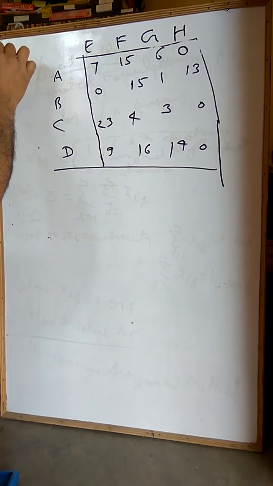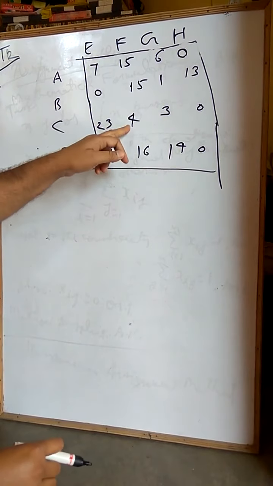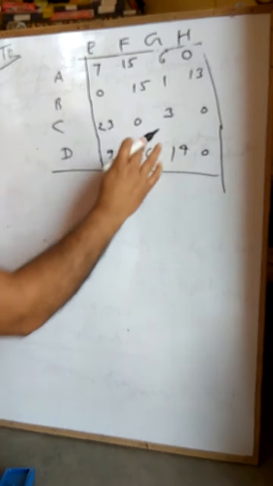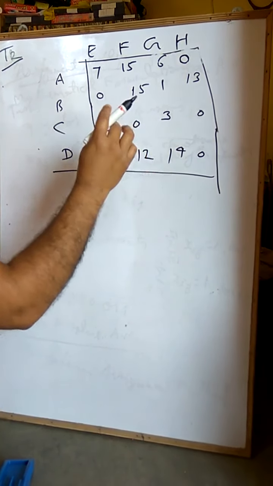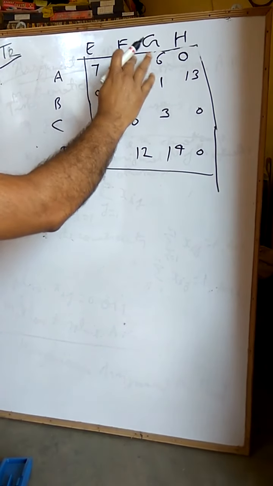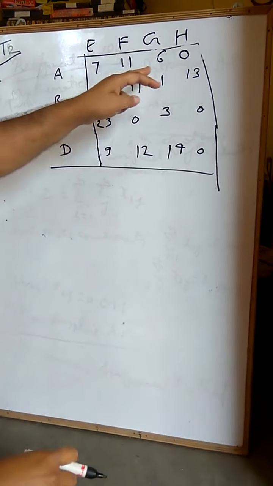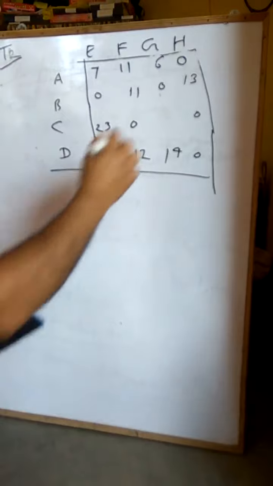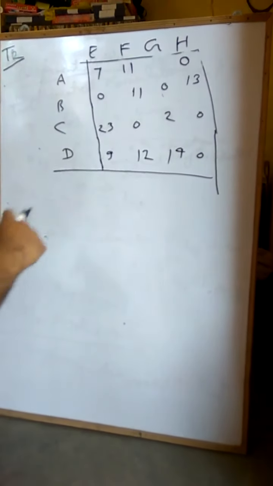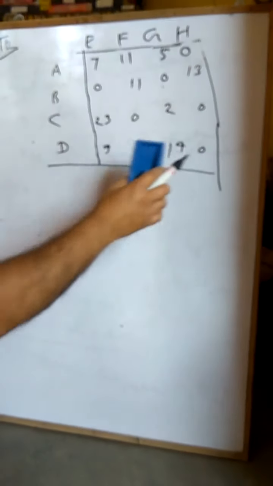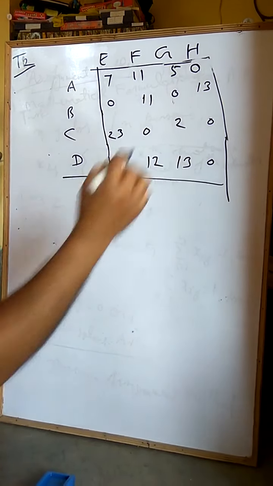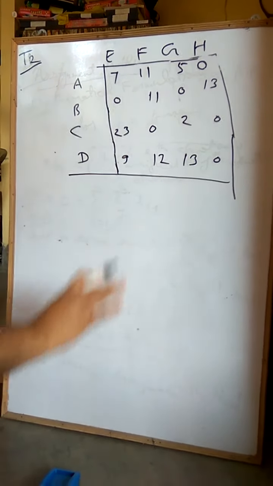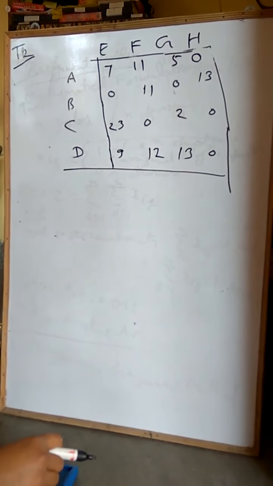Now we will have table 2. From the second column, the smallest number is 4. Subtract this number 4 from the other elements, so it will be 0, this is 12, this is 11, this is again 11. In the third column, the smallest number is 1. So it is 0, 1 minus 1, 3 minus 1 is 2, 6 minus 1 is 5, and 14 minus 1 is 13. Now we will have a zero in each column and in each row.